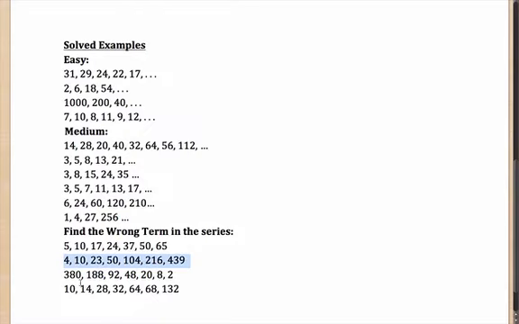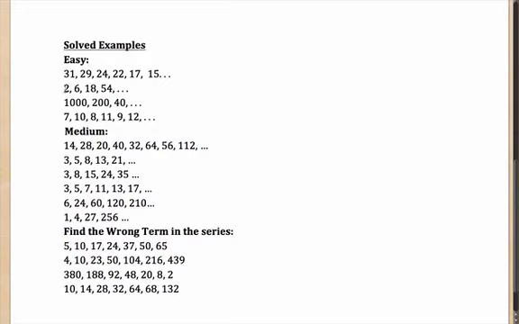Okay, I hope you have tried these questions. Now let us continue. For the first one, which is 31, 29, 24, 22 and 17, you have to observe the pattern. What is the pattern here? 31 to 29 is a drop of 2, then a drop of 5, again a drop of 2, again a drop of 5. So it is dropping by 2, 5, 2, 5 and so on. So the next term will be 15.